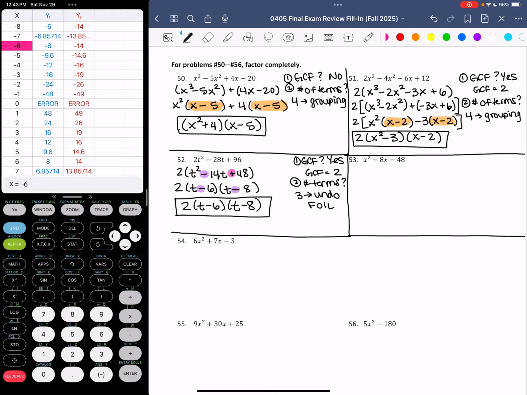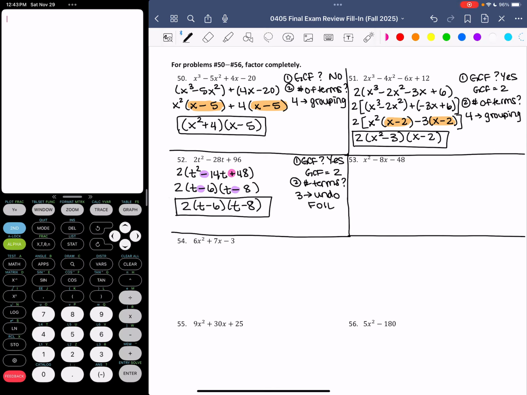Now you can also go to your main menu and just divide, right? 48 divided by 1, enter. 48 divided by 2, enter.